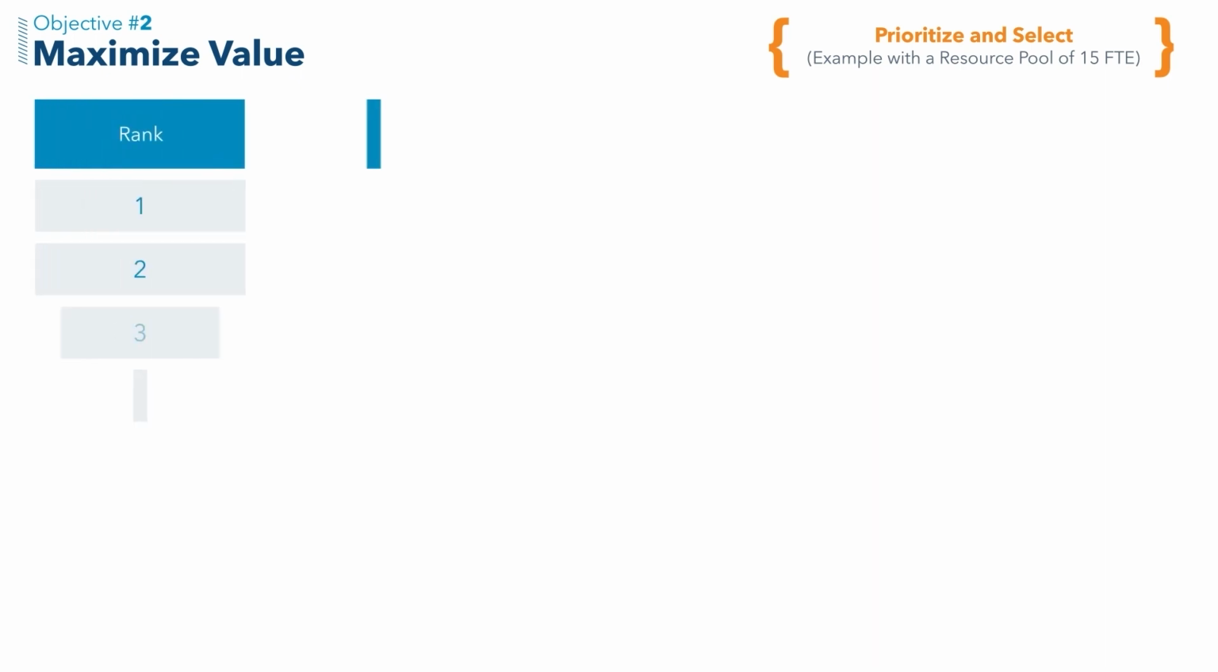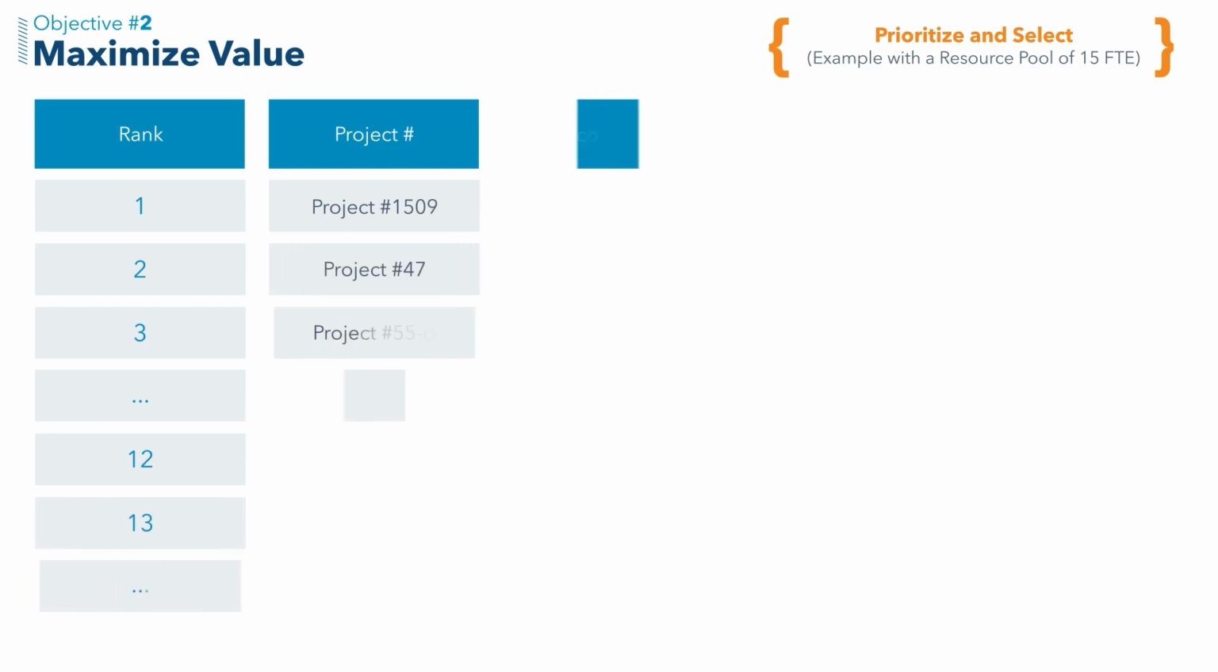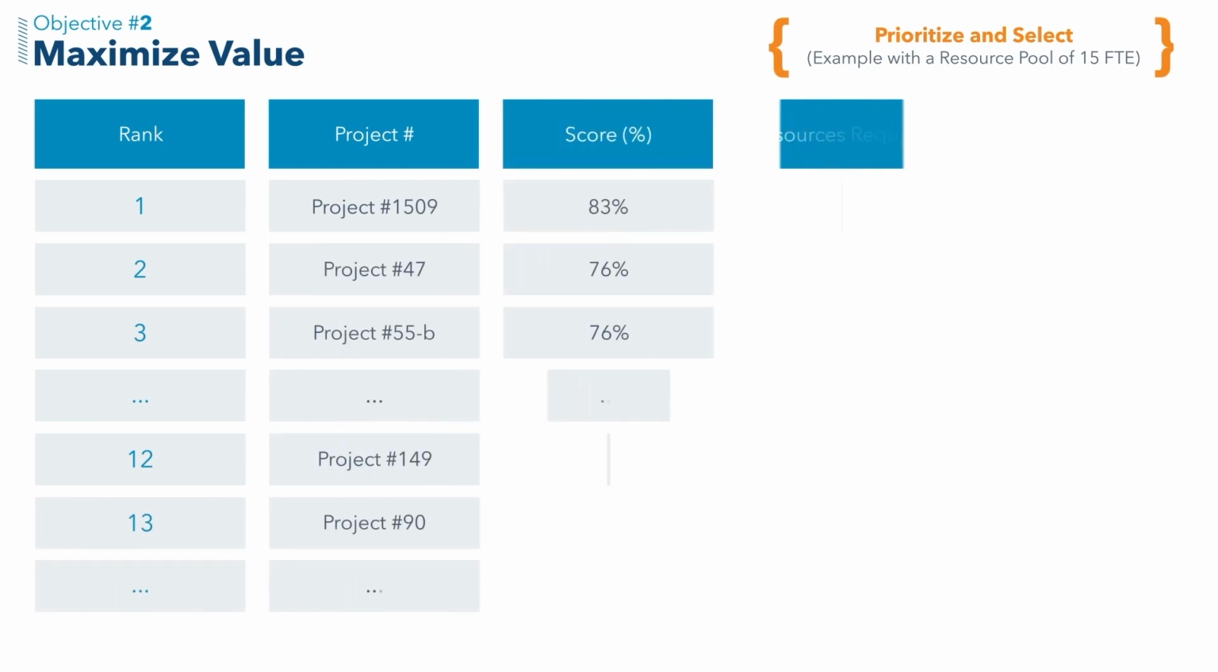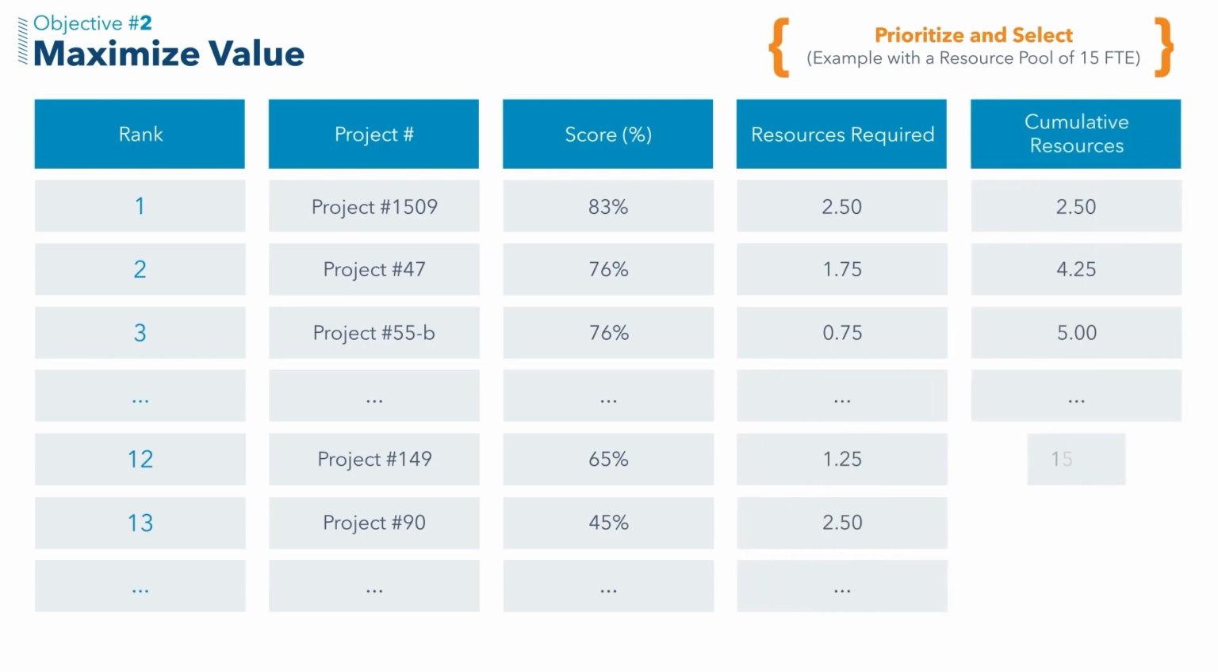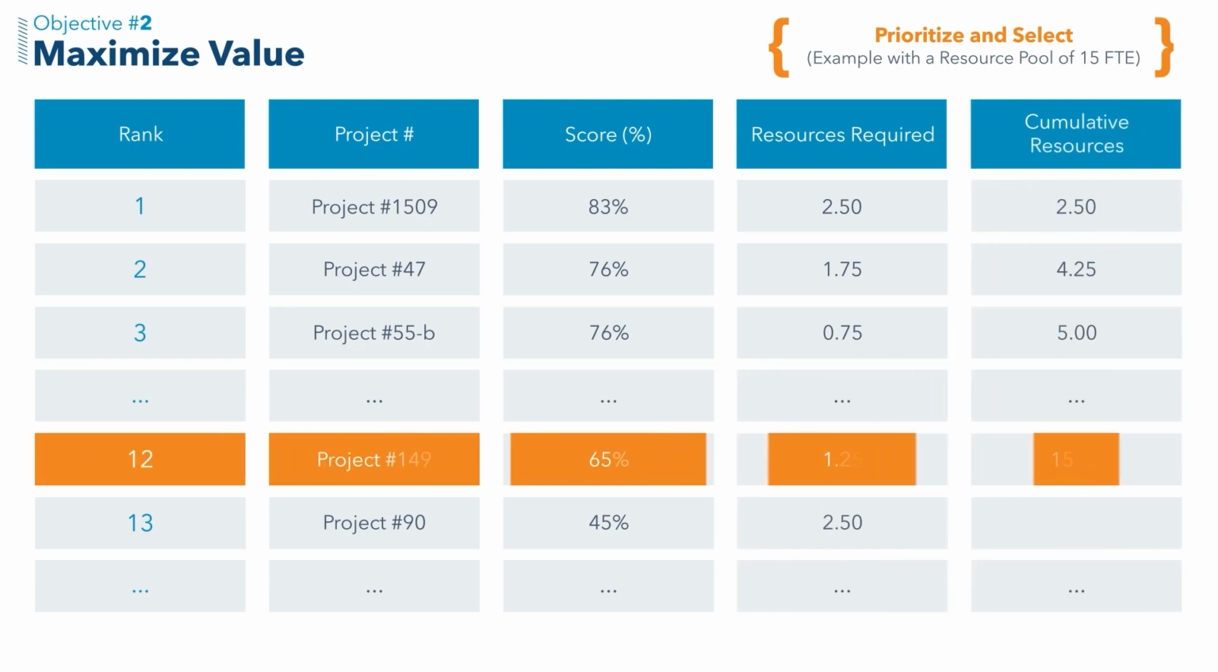To compare an apple to other apples, you will need to gather projects per strategic arena. Besides the prioritization score, you will also need the resource requirement per project to estimate the development capacity required. The third objective is to ensure that we have a balanced portfolio.